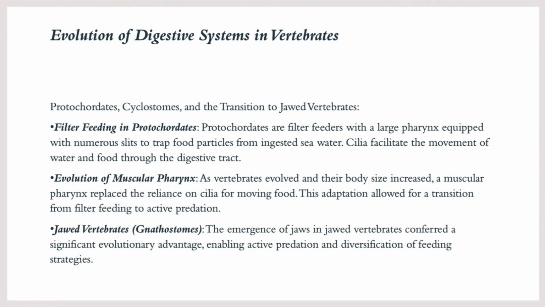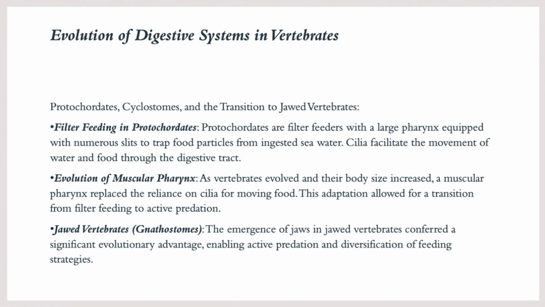As you may remember from last week, we said that the first vertebrates, the first animals, weren't really predators, right? They were bottom feeders, filter feeding animals, which lived at the bottom of the ocean, and they used to filter water in order to get their nutrients. Because of this, they had a large pharynx, which had numerous slits in order to trap the food particles from the ingested seawater.